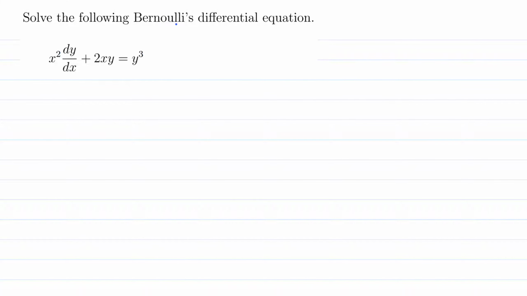Solve the following Bernoulli's differential equation. So we have x squared dy over dx plus 2xy equals y cubed. Okay, this is almost linear, right?